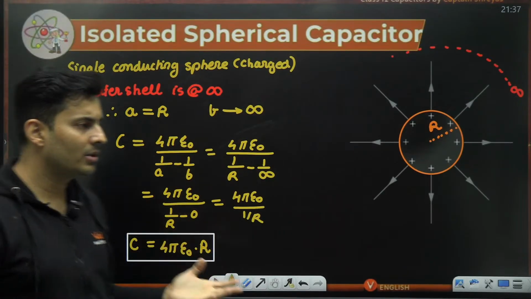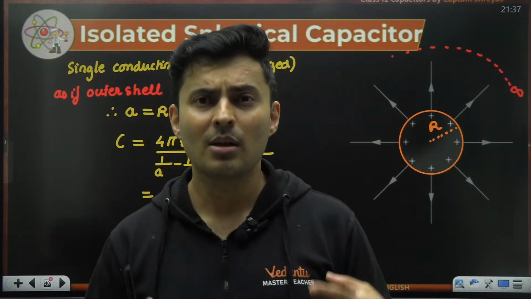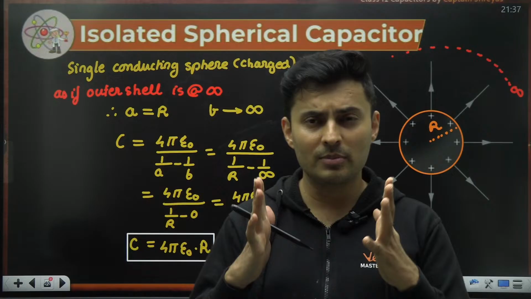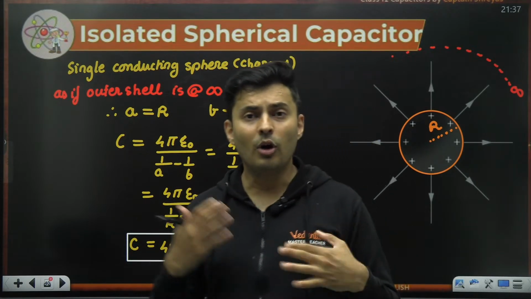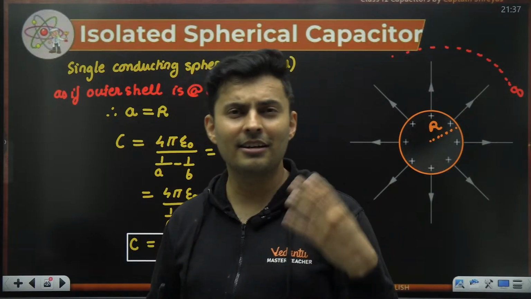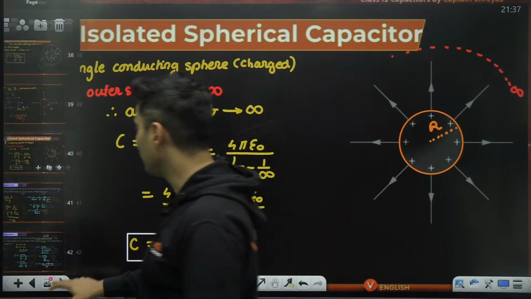So whatever we have learned today: what is capacitance? What is the unit of capacitance? What is the symbol? Where does it store the charge? What is the force between the plates? What is the force on a third party charge? What are the different formulas for parallel plate, cylindrical, spherical, and a special case of isolated spherical capacitor?